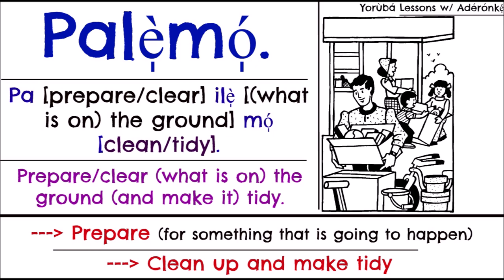When you transliterate that, when you put those words together, it is prepare, or clear what is on the ground and make it tidy. That is sort of how I see the transliteration. And when you translate, it would be prepare for something that is going to happen, okay? Or clean up and make tidy. So if a festival is to take place, ipalemo is the act of preparation, or the act of preparing. You could also call it the act of cleaning up and making tidy.